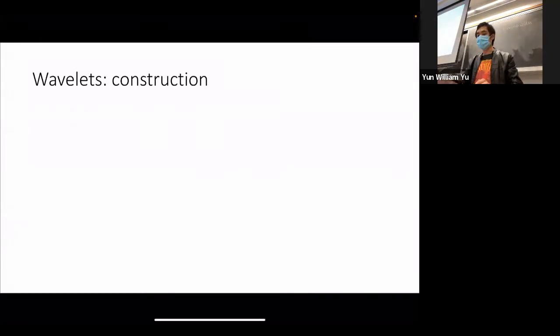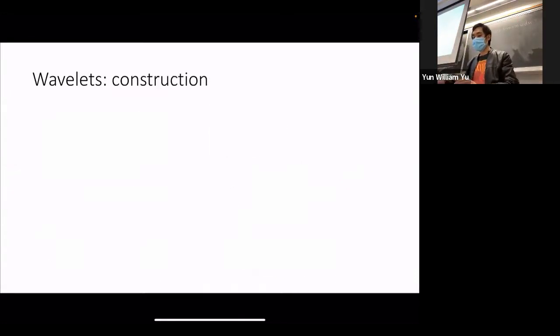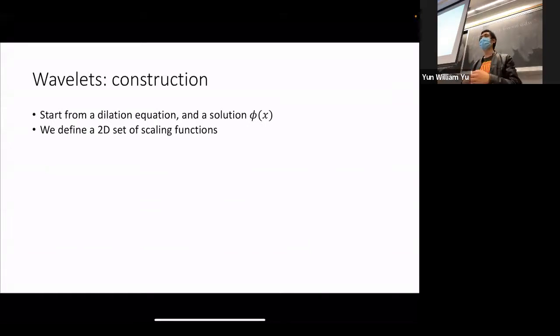Like in the previous example, for this first example here, both of the copies were scaled down by 1/2, and then one of the copies was shifted over. So that's basically how we construct this 2D set of scaling functions by these shifts and these scalings.